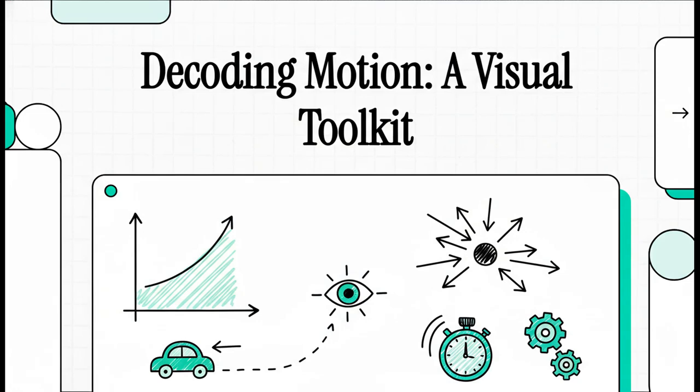Hey everyone, and welcome. Today, we are diving deep into the language of motion. We're going to see how something as simple as a graph can unlock a whole toolkit for understanding and predicting how anything moves. This is some foundational stuff, especially if you're tackling Class 9 physics, so let's get into it.